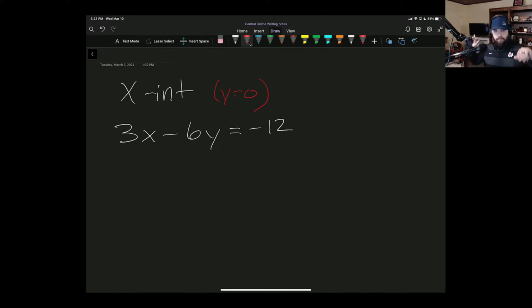What I like to do when I'm doing problems like this, to do it really quickly, is normally I tell you to cover it up with your thumb, but because you won't be able to see what I'm covering up with my thumb, I'm just going to cross out the y.